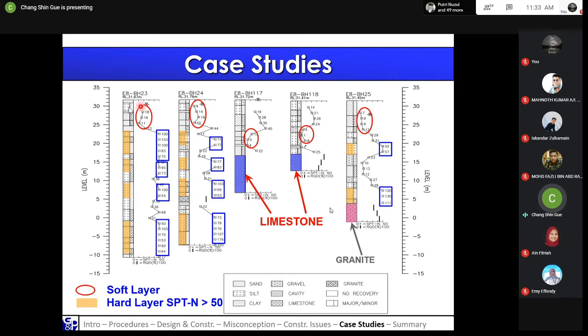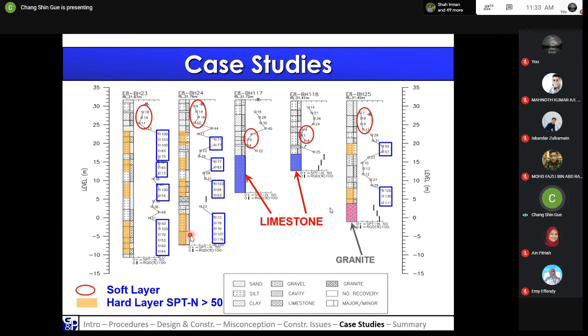And bear in mind that all these boreholes are actually quite close to each other. You can see that in some areas you may face limestone, some you may face granite, and some you may hit rock. But other boreholes, which are just a few meters apart, go to the end and you can still not see any rock. So the site condition is highly variable. And in such conditions, you may think of what kind of foundation can be used.